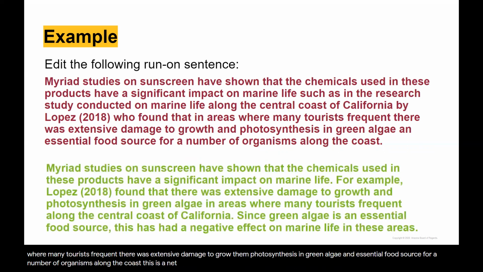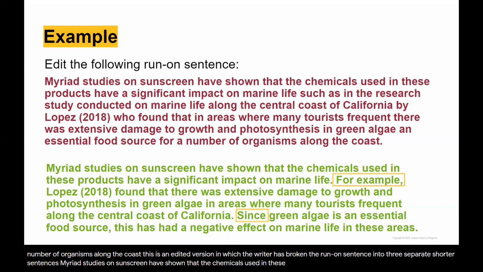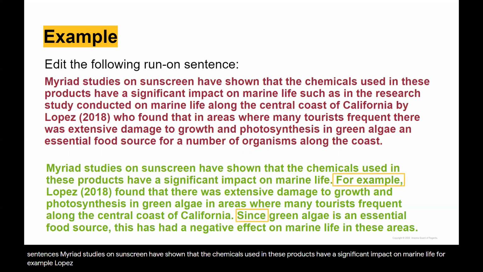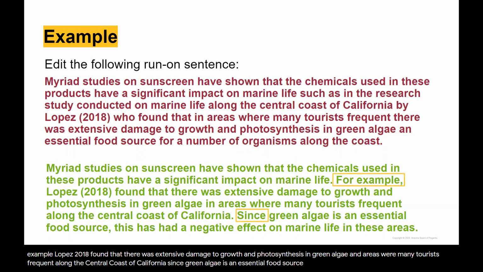This is an edited version in which the writer has broken the run-on sentence into 3 separate shorter sentences. Myriad studies on sunscreen have shown that the chemicals used in these products have a significant impact on marine life. For example, Lopez 2018 found that there was extensive damage to growth and photosynthesis in green algae in areas where many tourists frequent along the central coast of California. Since green algae is an essential food source, this has had a negative effect on marine life in these areas.